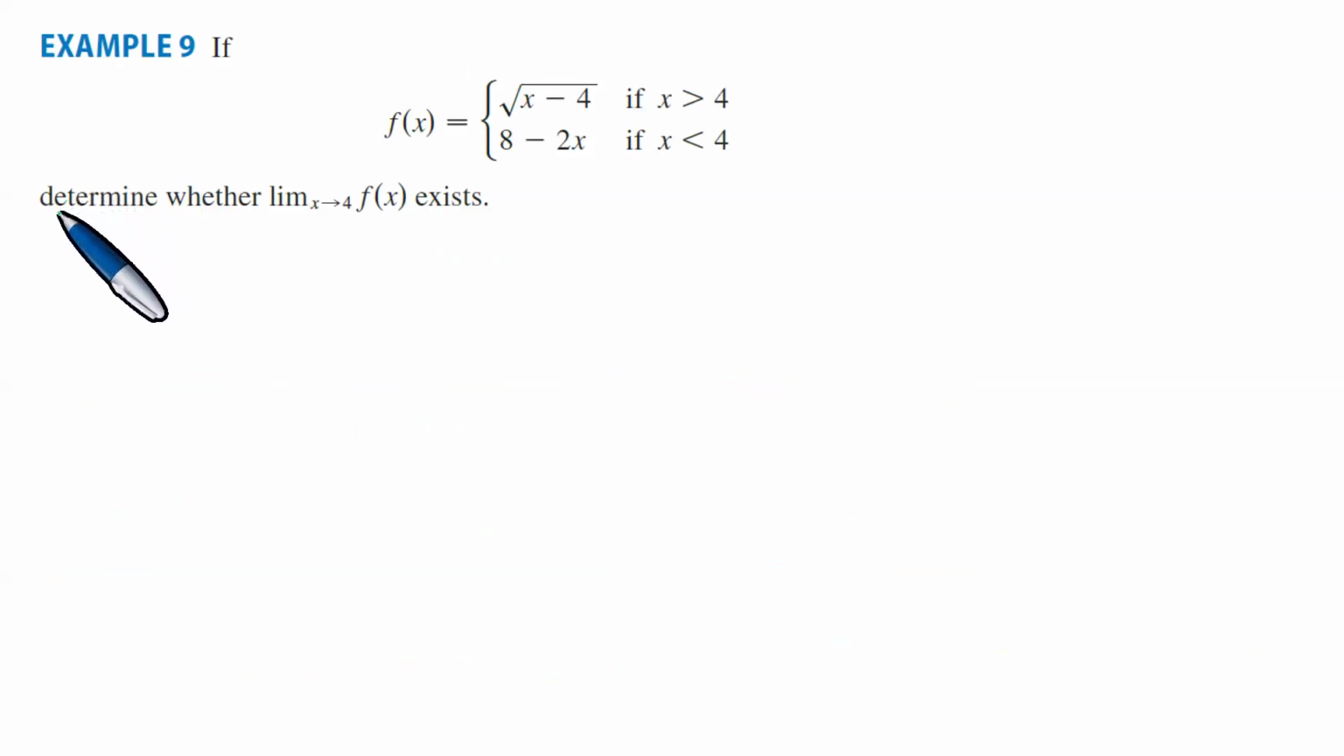This one is going to be an example as well, but first we practice with it together. We share some ideas on it. If f of x equals an open brace with the square root of x minus 1 under the square root of x minus 4 if x is strictly greater than 4, and the bottom part, 8 minus 2x, if x is less than 4, this is called a piecewise function. Determine whether this limit exists. I'm giving you 2 minutes and then we'll do it together.